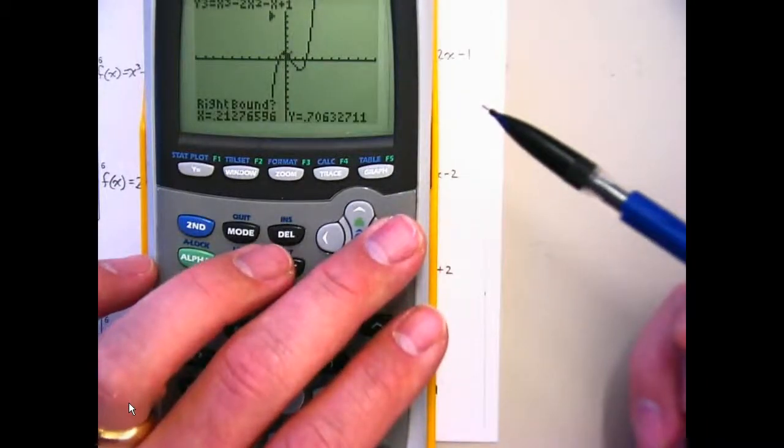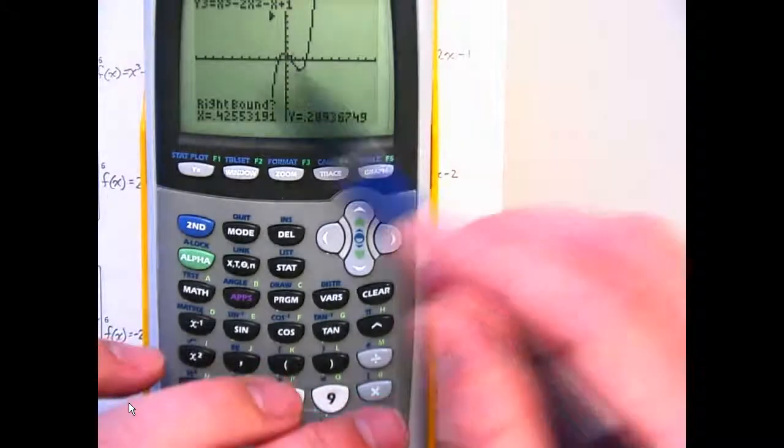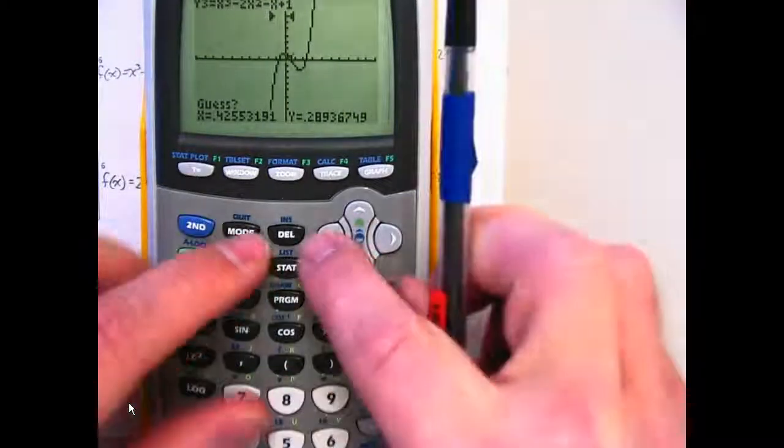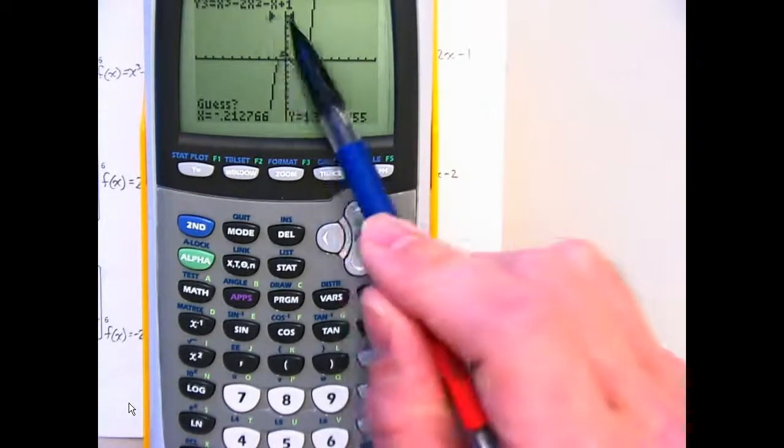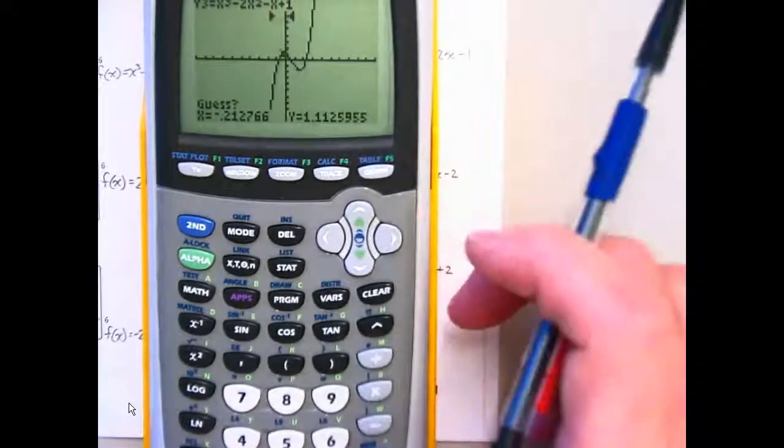Okay, right there it did. So I go left bound, and now I've got right bound, and this says guess, so bring your cursor as close to where you think it is. Notice it's kind of narrowed the domain there. Okay, and then we hit enter.